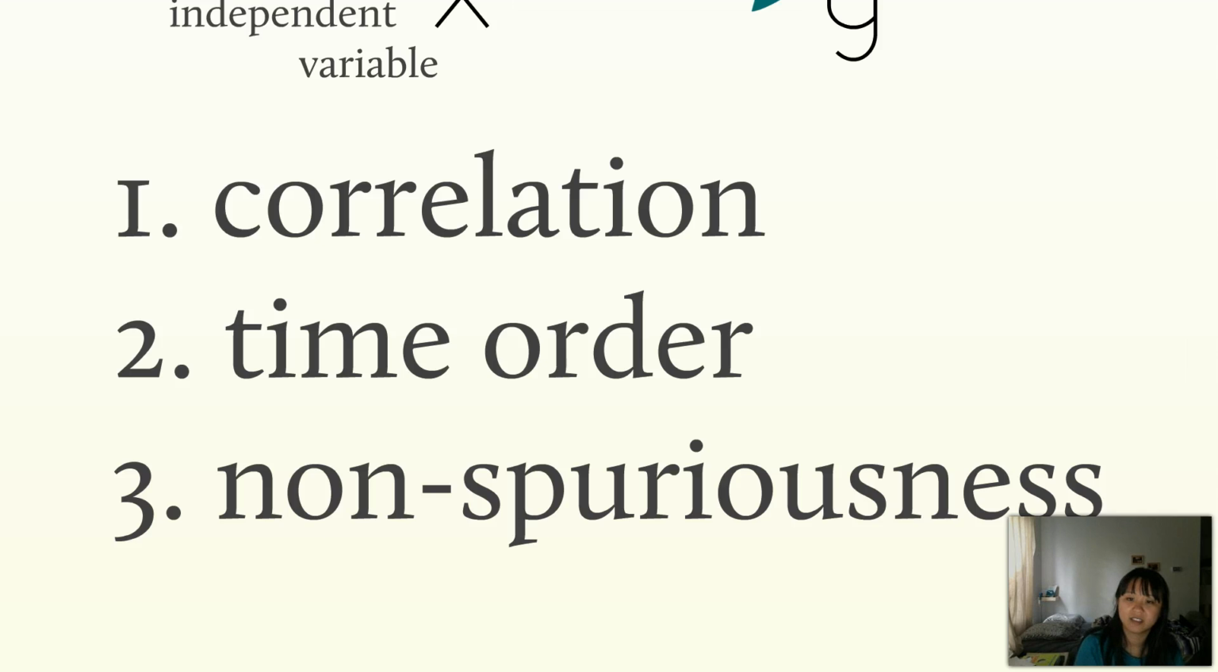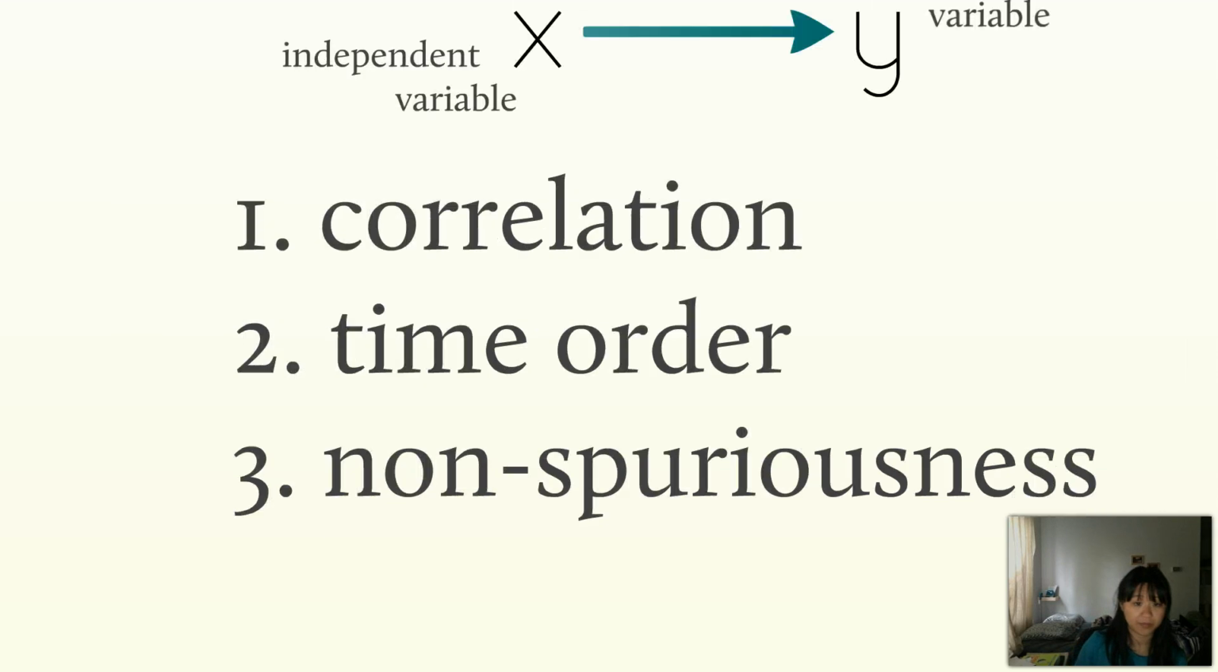non-spuriousness is N. And that means that the change in Y, in the dependent variable, isn't being caused by some other variable like Z, for instance, that you aren't even considering in the relationship. So non-spuriousness means that it's not being explained by some other variable.